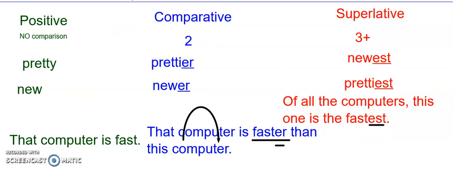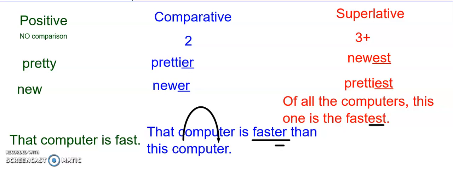So just to remember, when you're just describing one noun, we call it positive, and you don't really change the structure of the word. When you're comparing two nouns, you usually end it with ER. And if you're comparing a noun to all the others, you end it with EST.